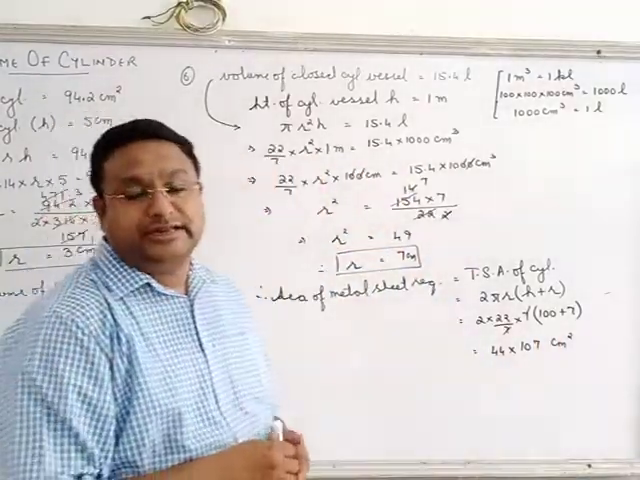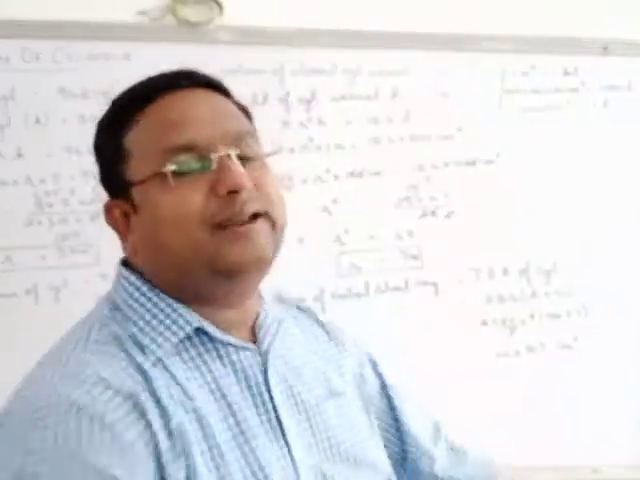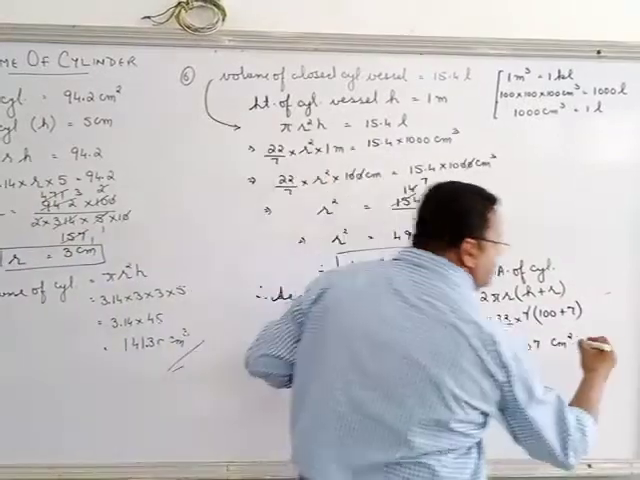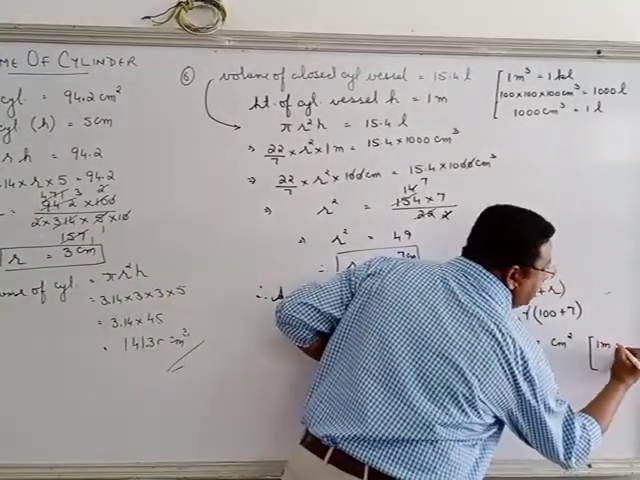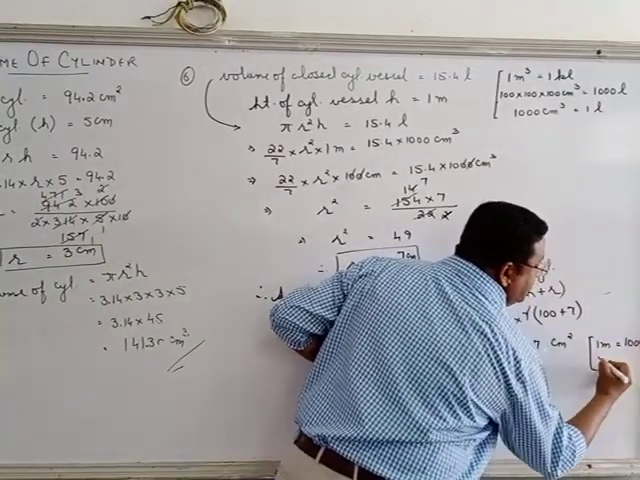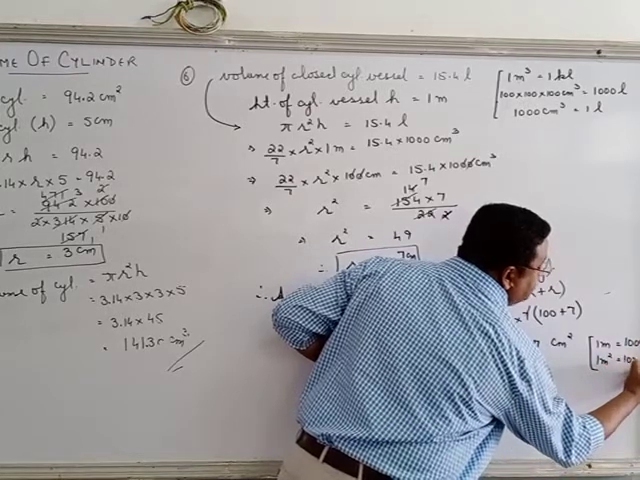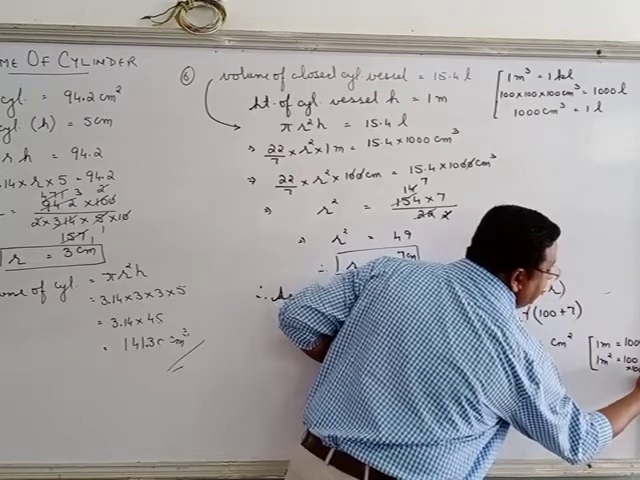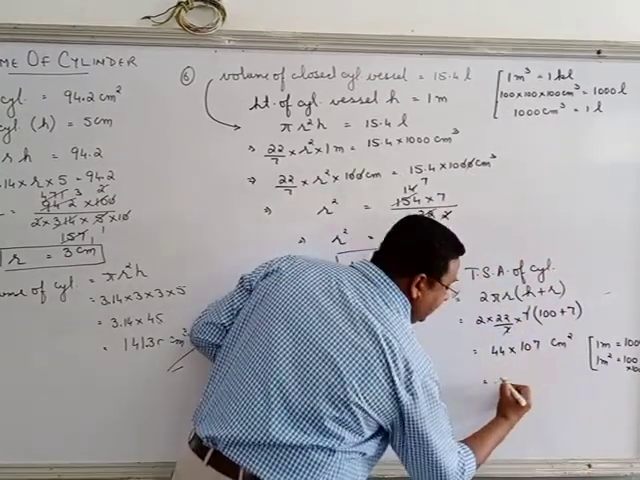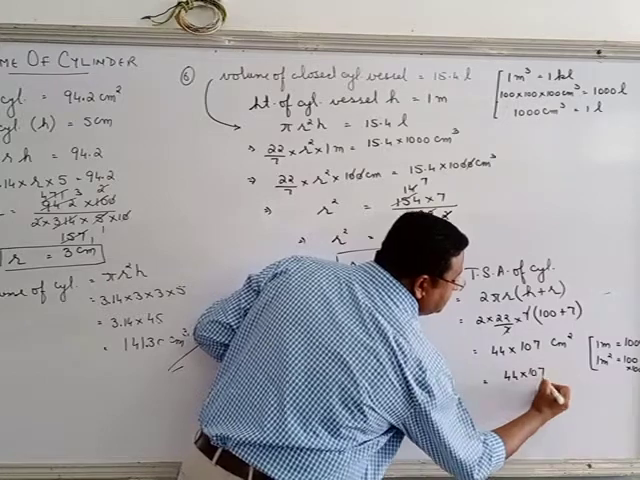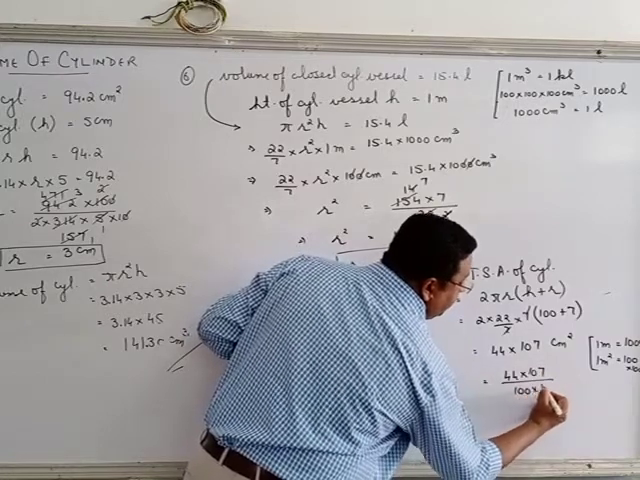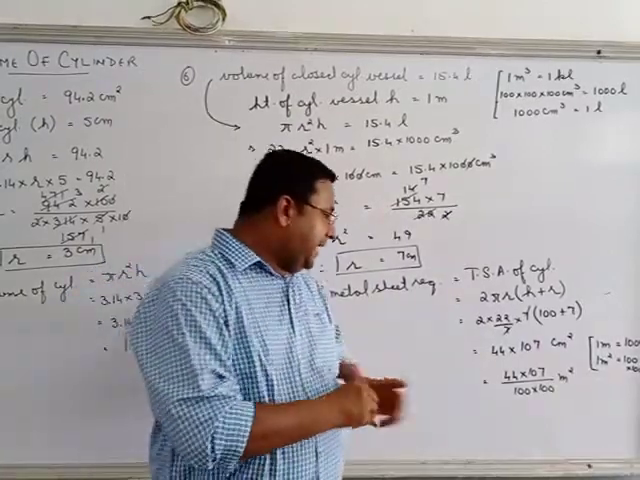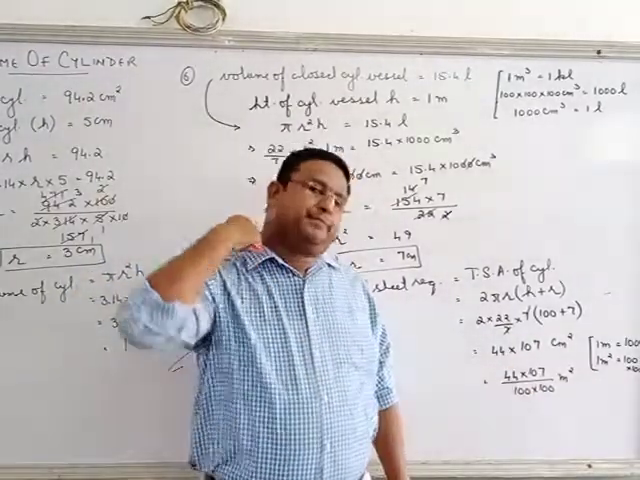But read the question. He says how many square meters? We need to get this into meter square. So convert the centimeter square into meter square. Again see, 1 meter is equal to 100 centimeter. So 1 meter square is equal to 100 into 100 centimeter square. So we will divide it: 44 into 107 upon 100 into 100 meter square. I hope you can multiply and put down 4 decimal places.